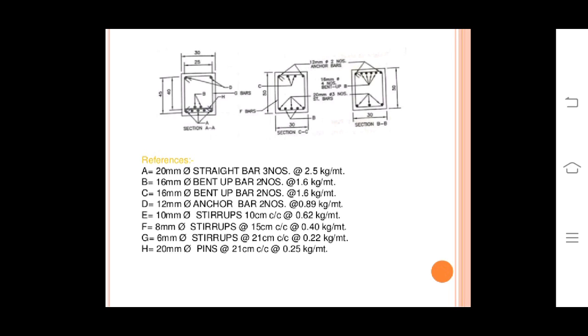E is 10 mm Φ stirrups at 10 centimeter center to center, at 0.62 kg per meter. F is 8 mm Φ stirrups at 15 centimeter center to center, at 0.40 kg per meter. G is 6 mm Φ stirrups at 21 centimeter center to center, at 0.22 kg per meter, and H is 20 mm Φ pins at 21 centimeter center to center, at 20.25 kg per meter.